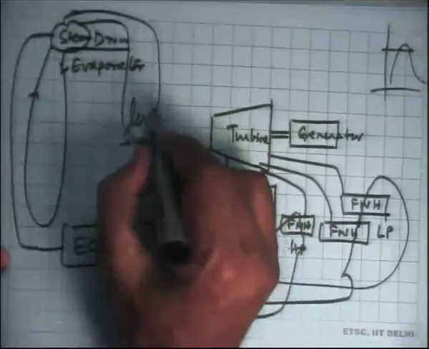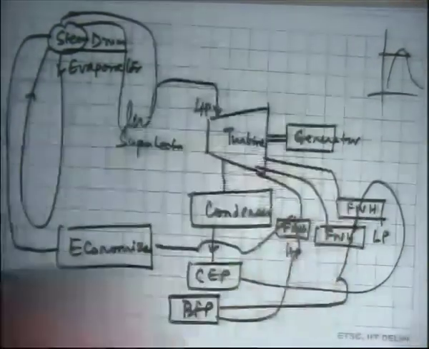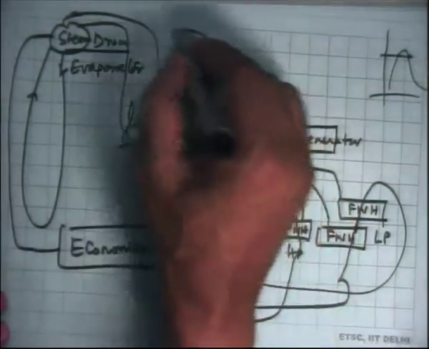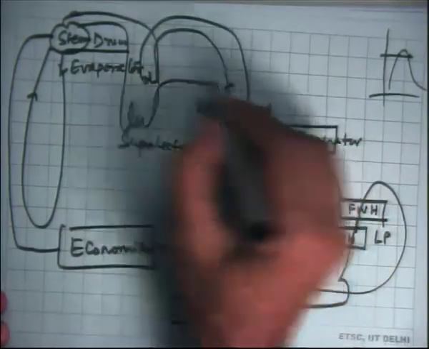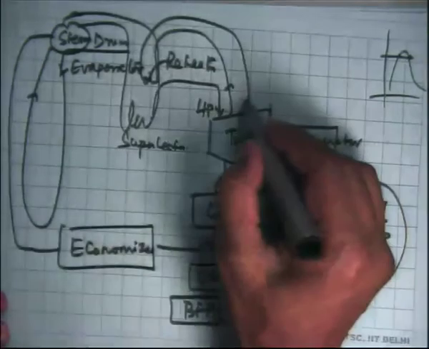Okay, and from the superheater the steam goes to the HP turbine. Then from the HP turbine the steam comes back to reheaters and goes to the LP turbine. These are reheaters and goes to the LP turbine.